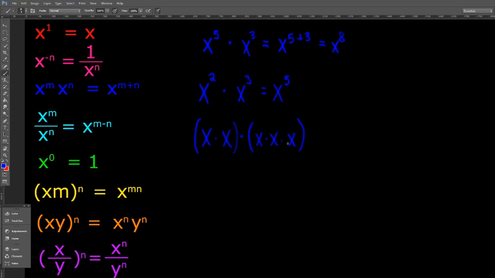When you're multiplying stuff straight together, it doesn't matter the order. So we can actually get rid of these parentheses. And what does that look like when we do that? It's just x times x times x times x times x. When we solve this, how many total x's do we have? We have x multiplied by itself 5 times. So x to the 5th power.